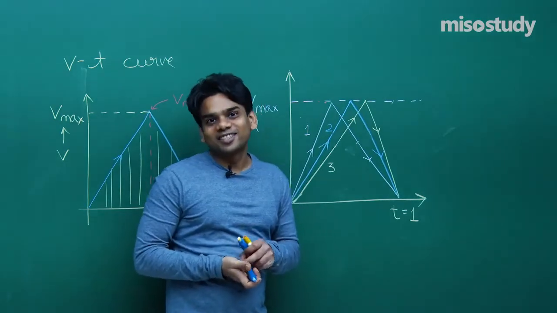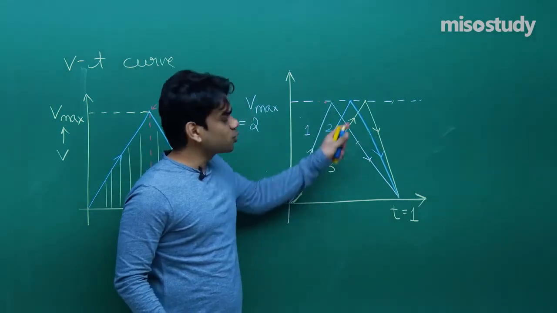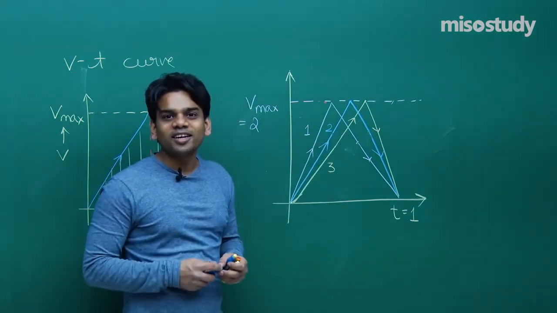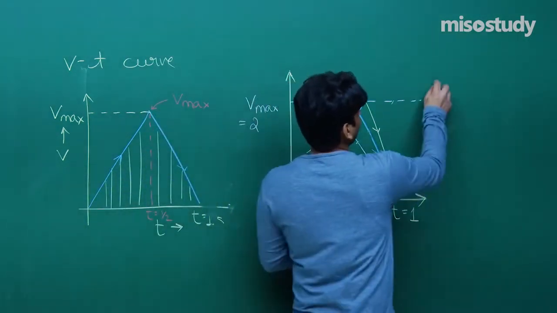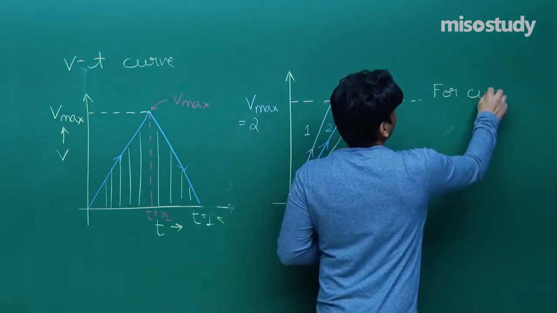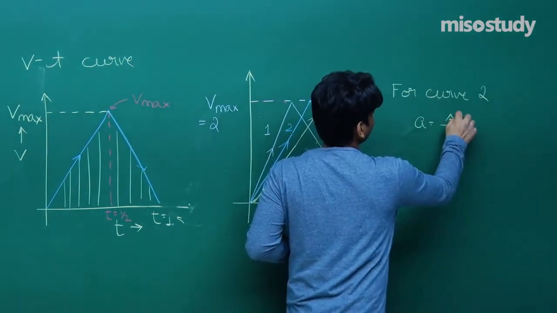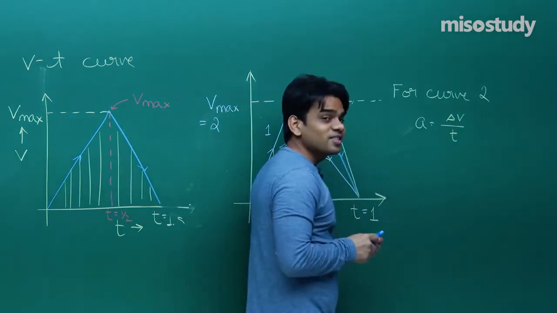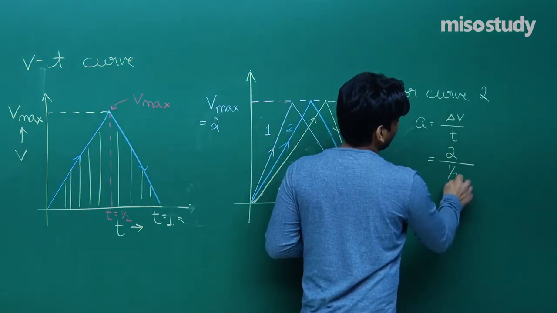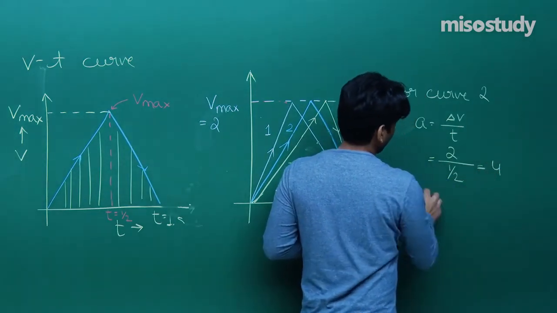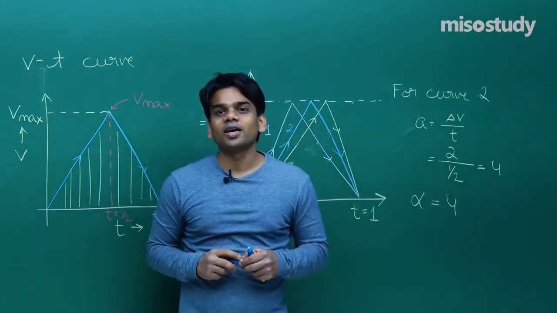Now let's talk about acceleration. The first one, observe this. For t equals 0 to t equals half, the body is linearly accelerating and its velocity is reaching maximum, that is 2. So if I talk about curve 2, acceleration is change in velocity divided by time, delta v by time. Time is here half, so delta v is 2, 0 to 2, and time is half. So acceleration will come out to be 4. So alpha for curve 2 comes out to be 4. First thing, alpha comes out to be 4.